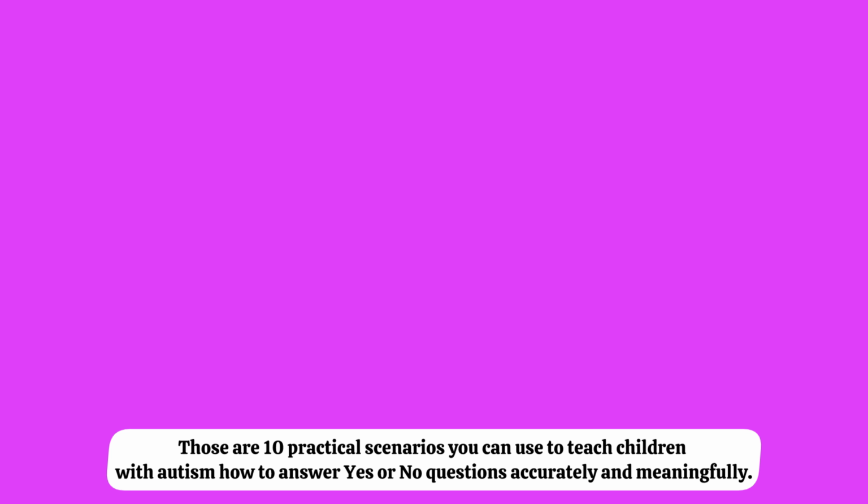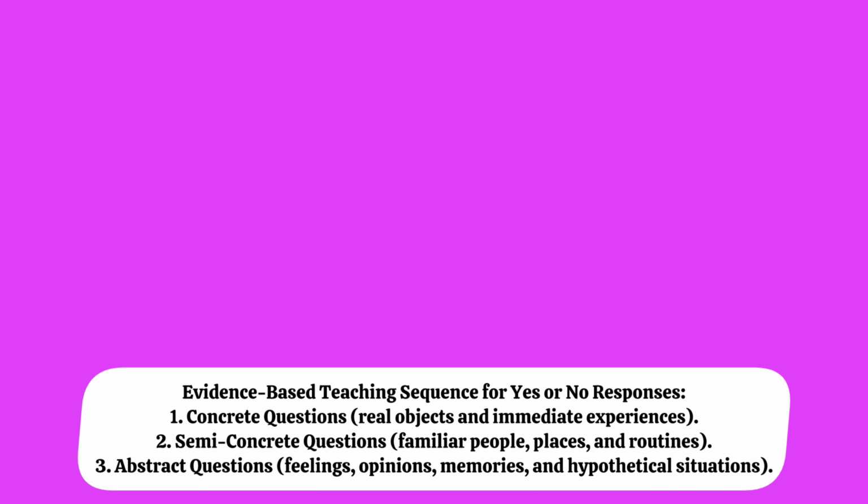Those are 10 practical scenarios you can use to teach children with autism how to answer yes or no questions accurately and meaningfully. Evidence-based teaching sequence for yes or no responses. 1. Concrete questions: real objects and immediate experiences. 2. Semi-concrete questions: familiar people, places, and routines. 3. Abstract questions: feelings, opinions, memories, and hypothetical situations.